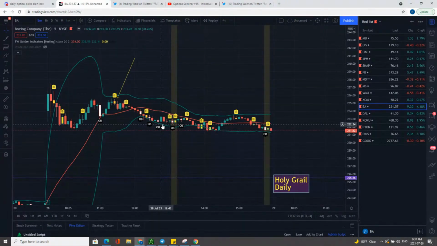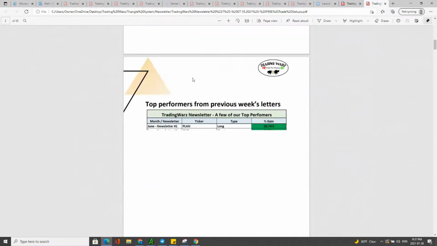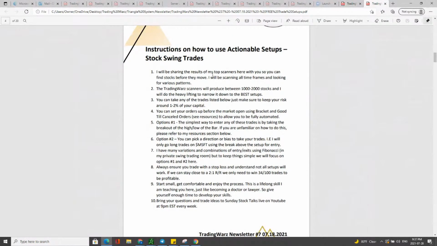So the next step for me is I need to create videos on, okay, if you see an inside bar, these are the scenarios. Like I already wrote it out in my newsletter, actually. Let's read it together. Let's see if we can just use this. So let me know if you guys understand it, okay? So let's start from number 3. I want to know if you guys understand this. You can take any of the trades listed below. Just make sure to keep your risk around 1 to 2 percent.